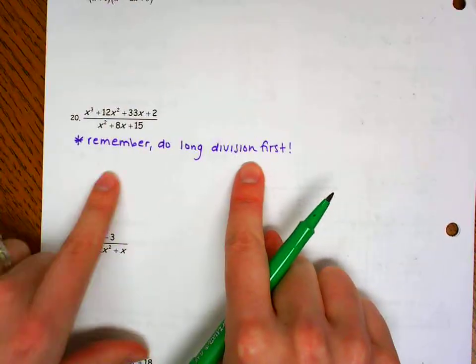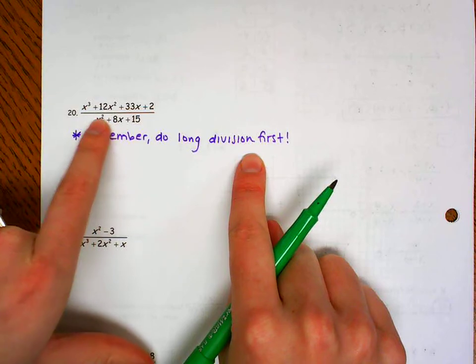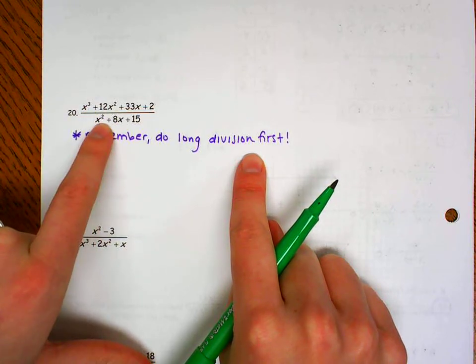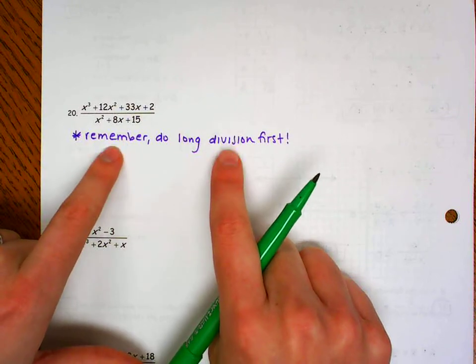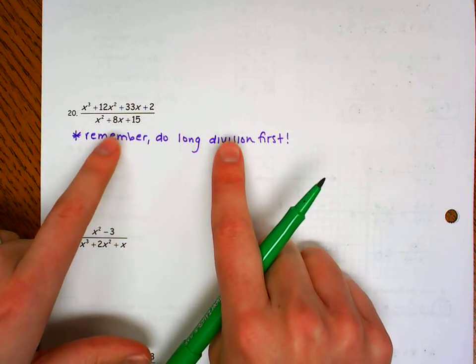Now, let's do a trickier one. Before we do number 22, though, remember for number 20, you'll notice the numerator is a larger degree than the denominator, or even if it was the same degree, you have to do long division first. Okay, so if the degree is the same or bigger, do long division first.